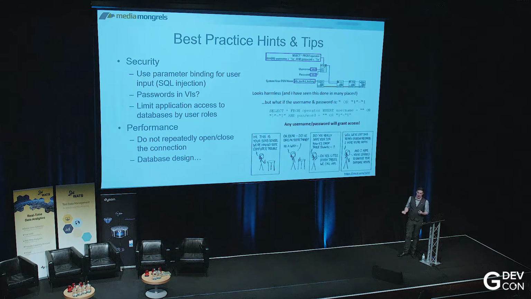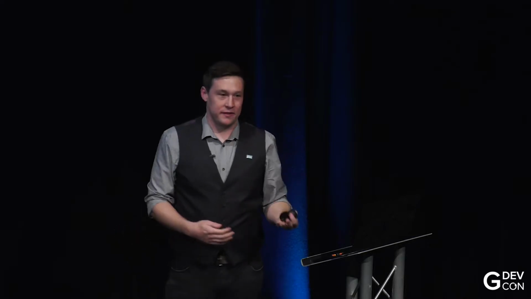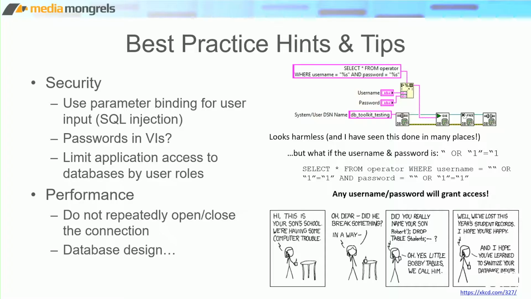Also, passwords in VIs. If you've got VI Server, you can read the block diagram of a sub-VI. So if your password is in a constant in a VI, then someone could list the VIs in memory and run your VI, and they've found out your database password. Just something to be aware of. In a similar vein, limit the application's access to the database. If you know that your application should only be inserting test results, then it doesn't need access to write to the operator table, for example. It's just one way of limiting the amount of damage that could be done.